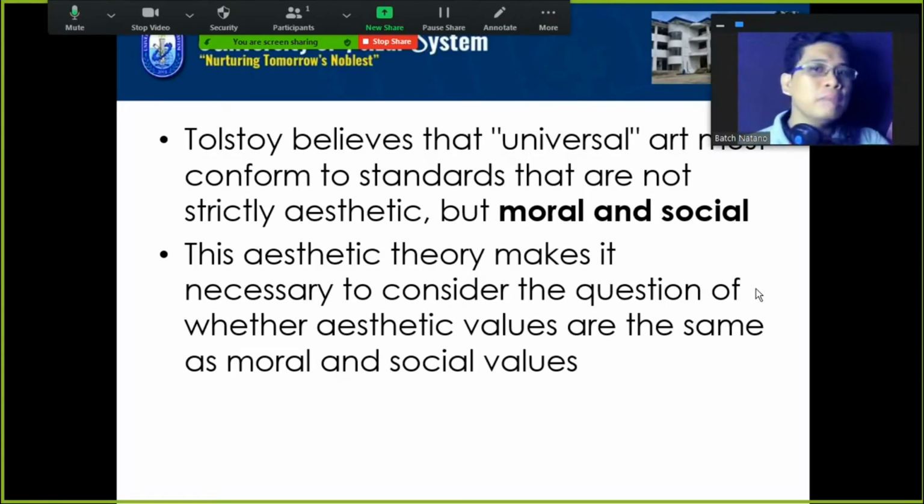Okay, this aesthetic theory makes it necessary to consider the question of whether aesthetic values are the same as moral and social values. Okay, 'di ba una binanggit natin, sabi ni Tolstoy na moral value is an aesthetic value. So yes, aesthetic theory has something to do with the beauty of the message, the beauty of the content. If the content is beautiful, it means that the content of an artwork contains moral values, and that's what makes it an aesthetic one. So yun yung kanyang standard of aesthetic.